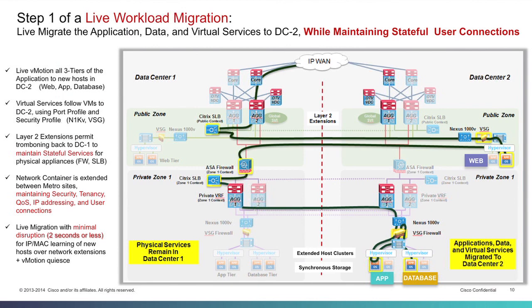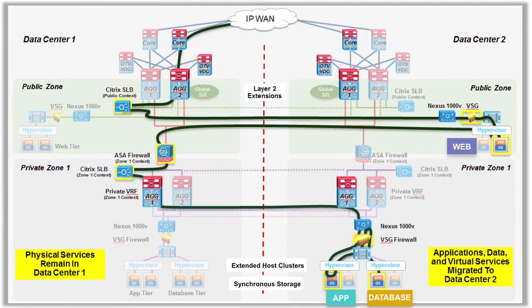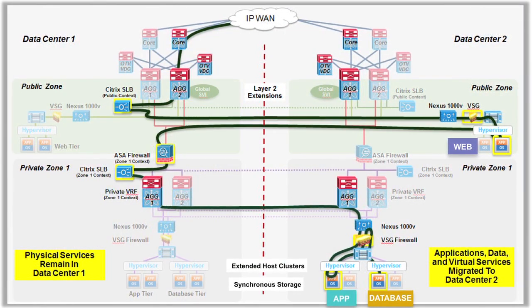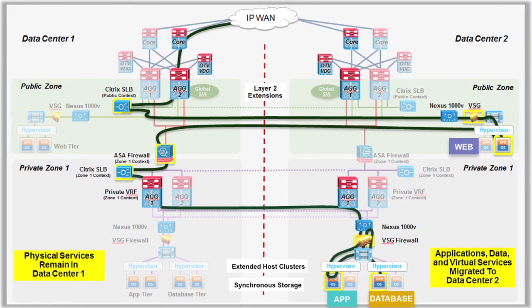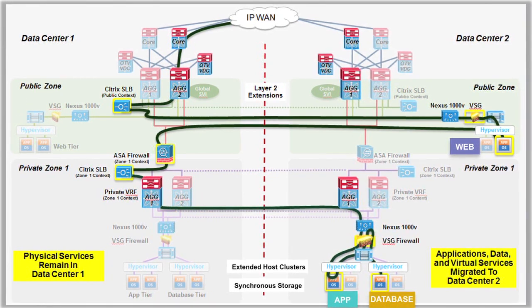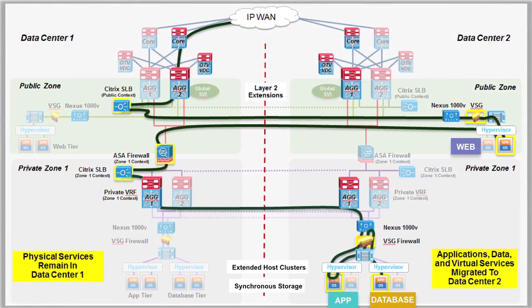So the first step in this move is to move the applications from data center 1 to data center 2. You're doing that hot. And we're doing that hot. We do a live vMotion of the web, app, and database tiers across our 70 kilometers. Because we have a UCS on this other side, we've got port and security profiles that automatically map the IP addressing scheme and the QoS. Those move with the application. We've got a Nexus 1000V and a VSG that move our virtual services.